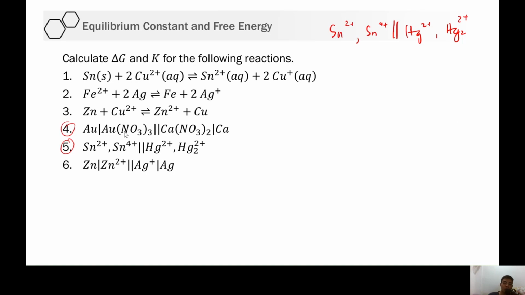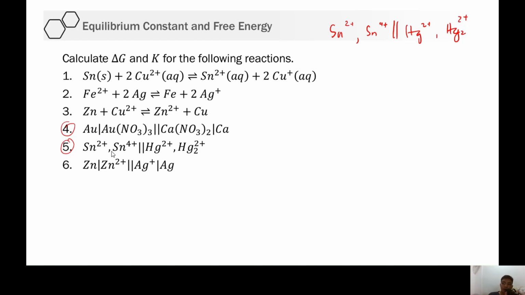For example, this is solid, this is ionic, and this is liquid form, so we need to use vertical lines. However, if they are both in aqueous form, then we use a comma. This is an aqueous form, this is also an aqueous form, so you don't need to use the vertical line. Instead, you use a comma. The same thing for this one, but always take note that the salt bridge has to be written always. So don't forget to write the salt bridge.